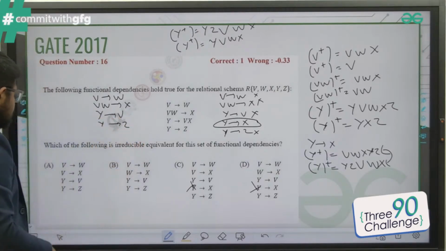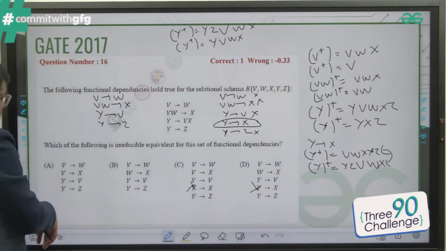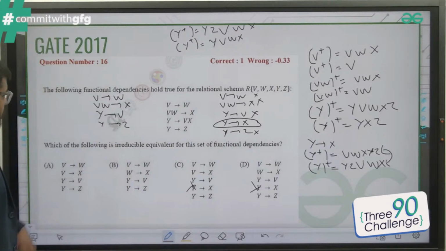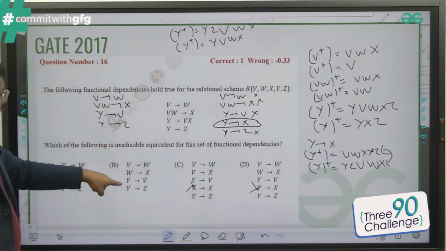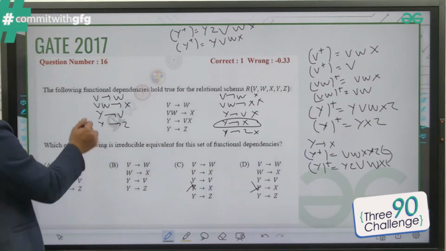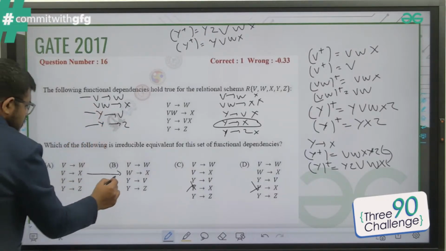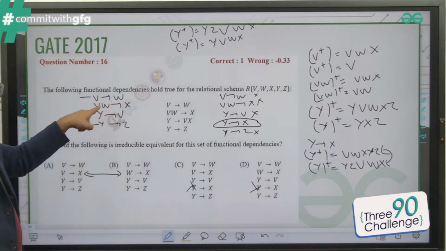Let me just see. Y is giving me Z, Y is giving me V. V gives me W, W gives me X. And Y gives V, and Y gives Z. So this and this are present in both. I have to check only about the second one. So either V is redundant or W is redundant.